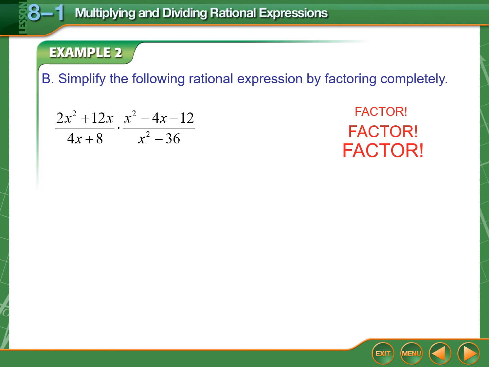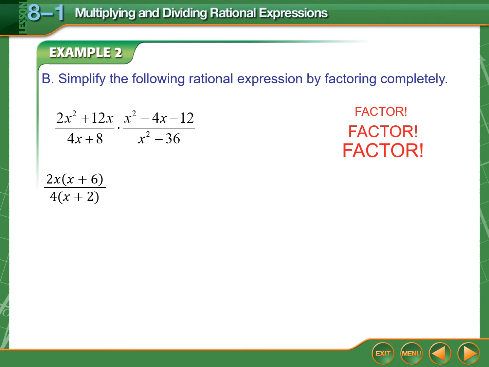So we have B. All right, so in B, we have 2x squared plus 12x. So let's factor that first. Well, what do they share? They share 2x. So 2x times x plus 6. That would give back my numerator. The denominator shares a 4. That's an easy one.